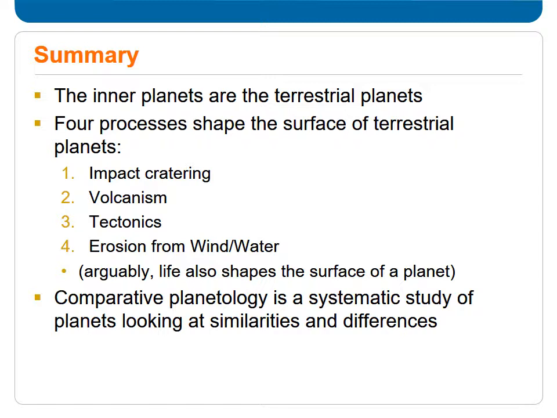In summary, the inner planets are the terrestrial planets. Four processes shape the surface of terrestrial planets: impact cratering, volcanism, tectonics, and erosion from wind and water. Arguably, life also shapes the surface of a planet. Comparative planetology is the systematic study of the similarities and differences among planets with the goal of obtaining deeper insight into how the solar system formed and how it has evolved in time.